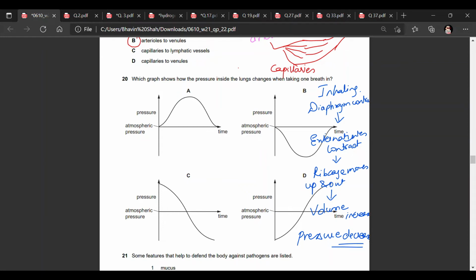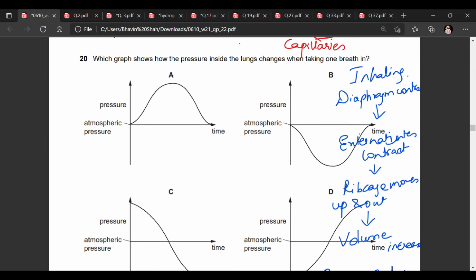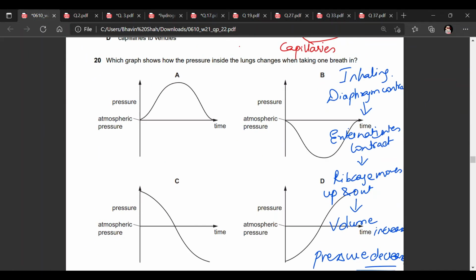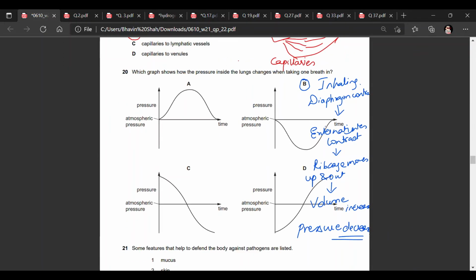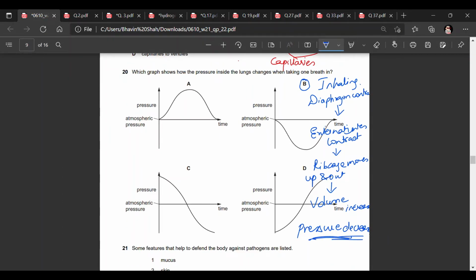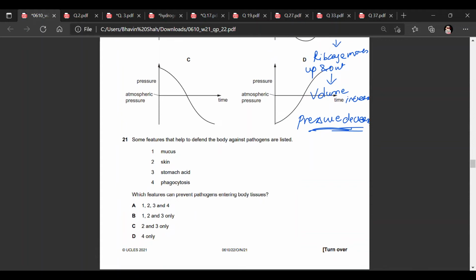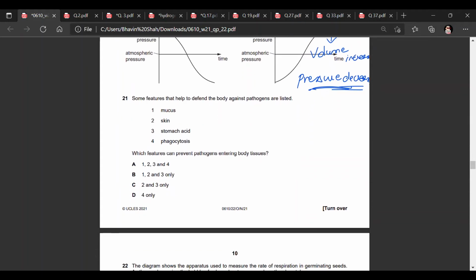So looking at the 20th question, the graph shows how the pressure inside the lung changes when taking in one breath. Okay, so if you look at the graph, your answer is going to be B, because here the pressure decreases. We just mentioned that. The pressure decreases and the volume increases. So here you can see that the pressure is decreasing and then the inhaling process will start. So your answer is definitely B. Coming to the 21st question.